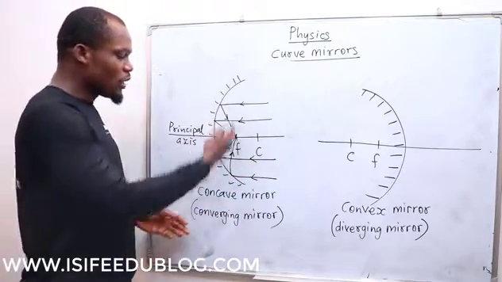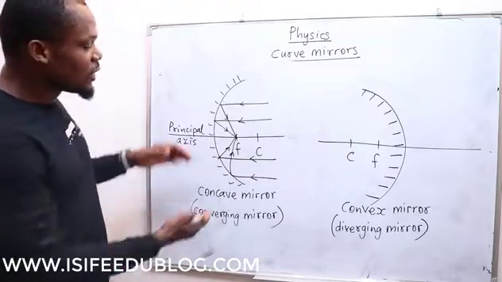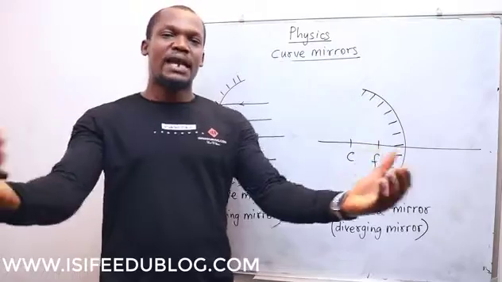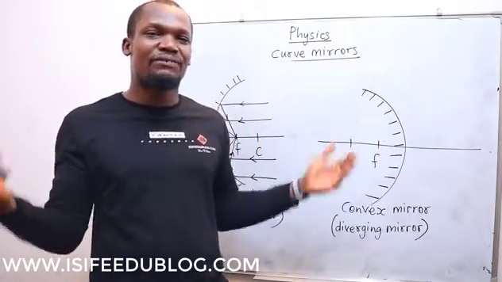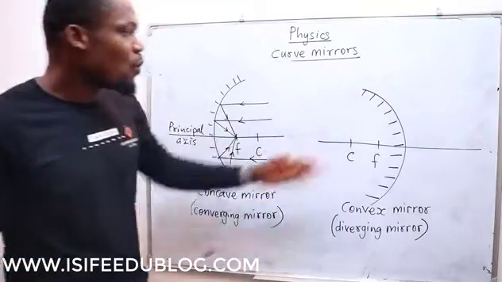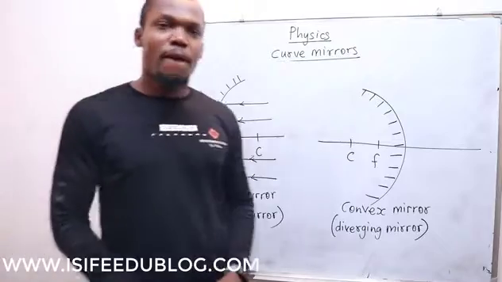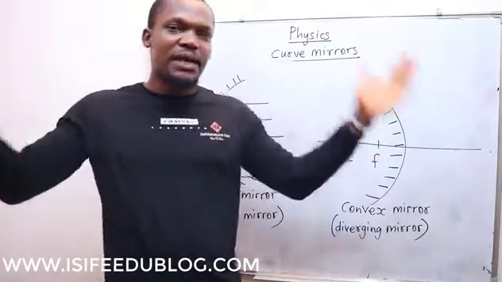So why do we call a concave mirror a converging mirror? You can take a look at this diagram here. It is called a converging mirror because when light shines on it, they converge at a point, which means all the light reflects to a point. Why is a convex mirror called a diverging mirror? Because convex mirrors, they scatter light, they diverge light.